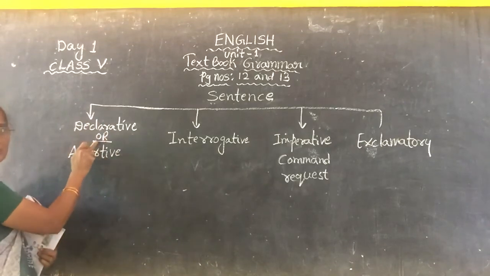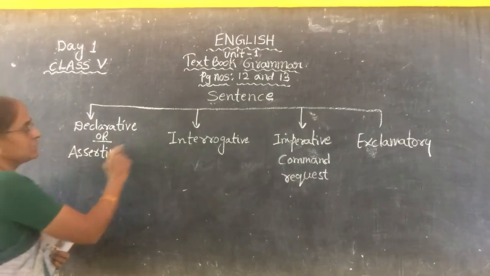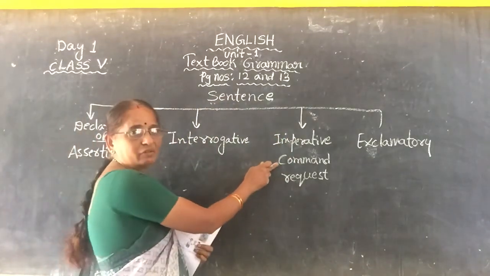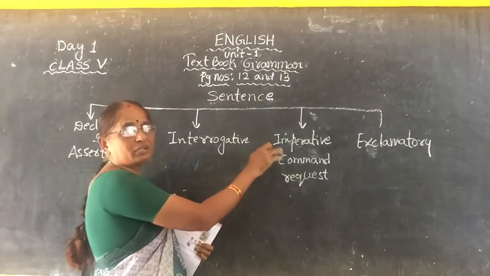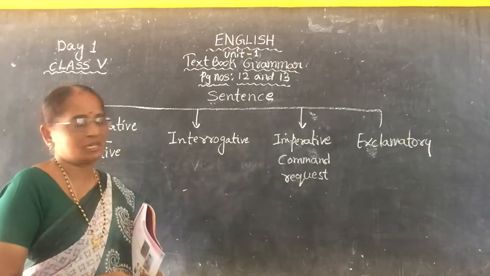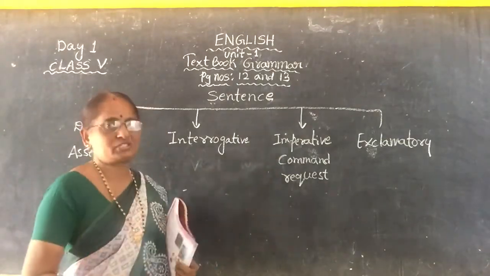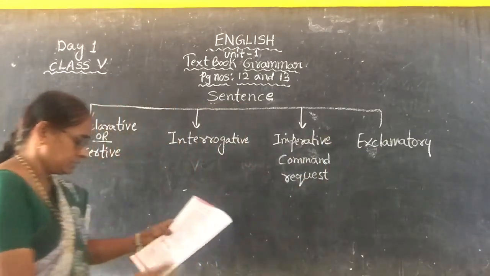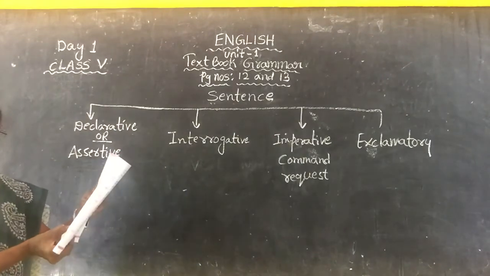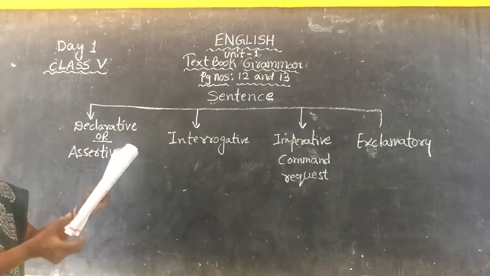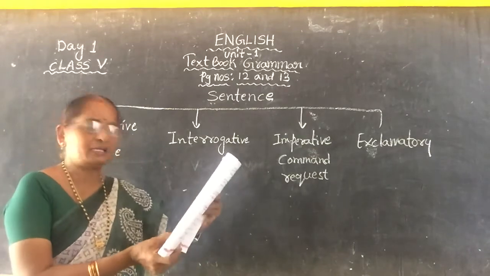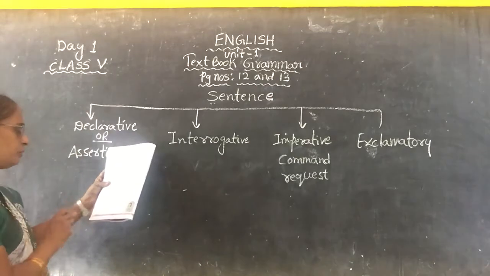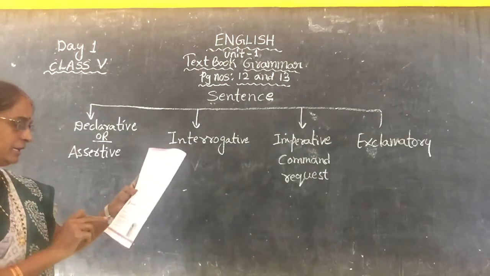Declarative or assertive. Look here carefully. Assertive sentence, interrogative sentence, imperative sentence. In imperative, 2 options will be there. One is command. You are giving a command, which means you are ordering others. And one is request. You are requesting. And the next one is exclamatory sentence. Now see your textbook. There are 4 types of sentences: declarative or assertive sentence, interrogative sentence, imperative sentence, and exclamatory sentence.